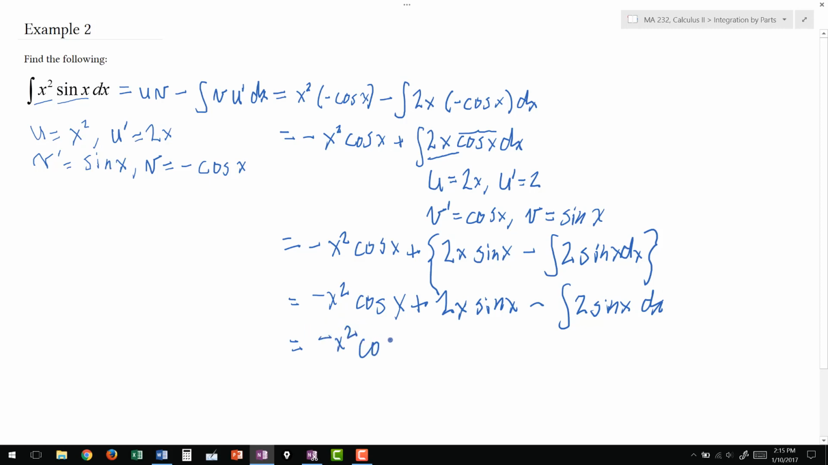And because we've used parts twice, we took the original integral that involved an x squared and replaced it by one that just involves sine. So the integral of sine would be a minus cosine. So I would get a minus -2 cosine x. Don't forget the constant of integration plus c.